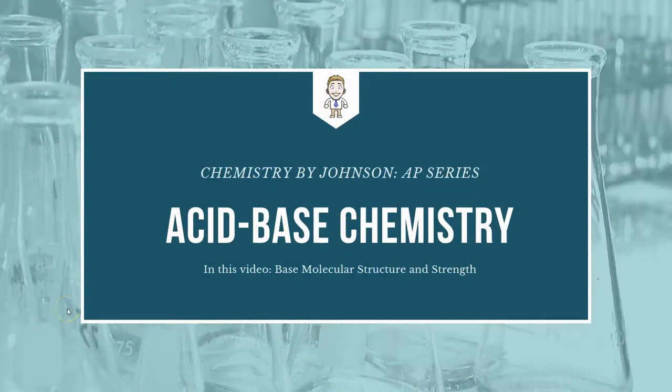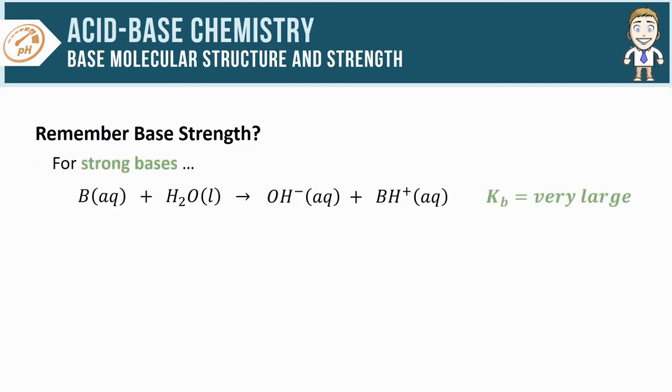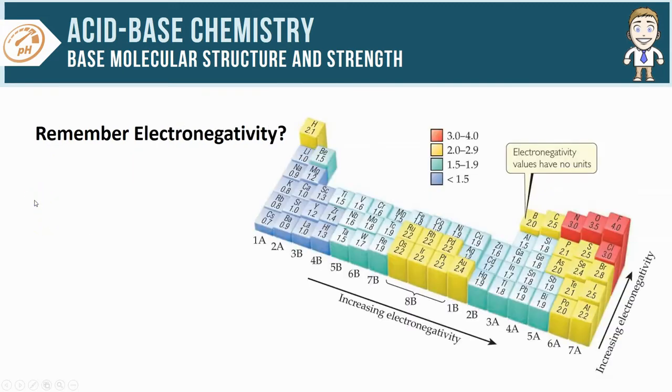Hey everybody, in this AP Chem series video we're going to be taking a look at base molecular structure and strength. So we've already seen that strong bases have very large Kb values and produce lots of hydroxide ions and conjugate acid, represented here with BH+. As the strength of a base decreases, the Kb value gets much lower and you make much smaller amounts of hydroxide ions and conjugate acid. For this video, you're also going to have to remember the trend in electronegativity values shown here.